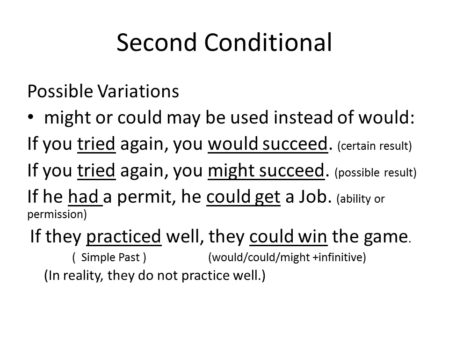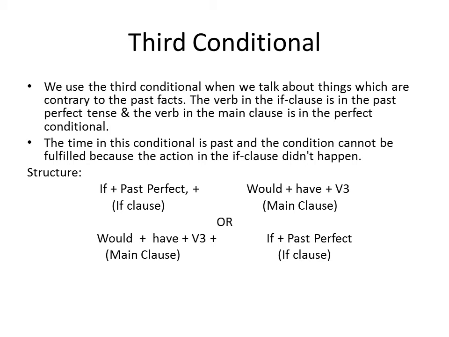Third conditional. We use the third conditional when we talk about things which are contrary to the past facts. The verb in the if clause is in the past perfect tense and the verb in the main clause is in the perfect conditional. The time in this conditional is past and the condition cannot be fulfilled because the action in the if clause did not happen.